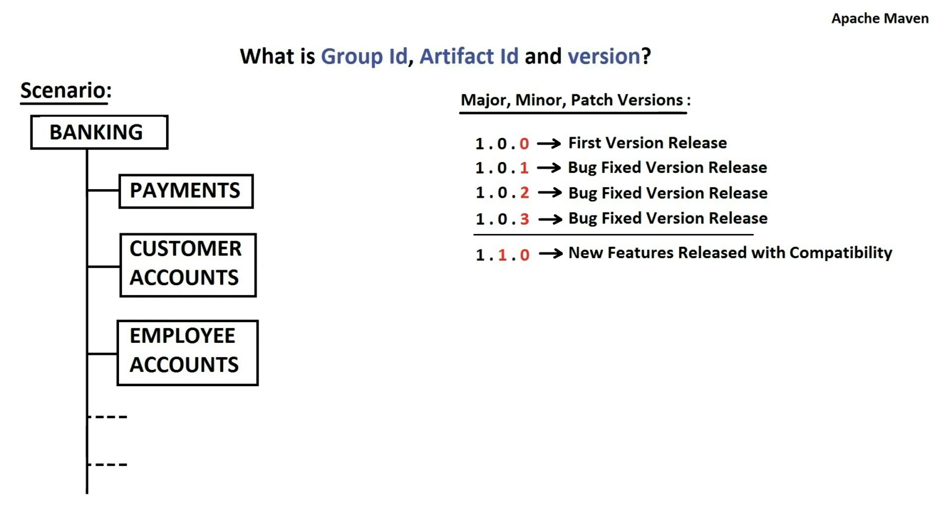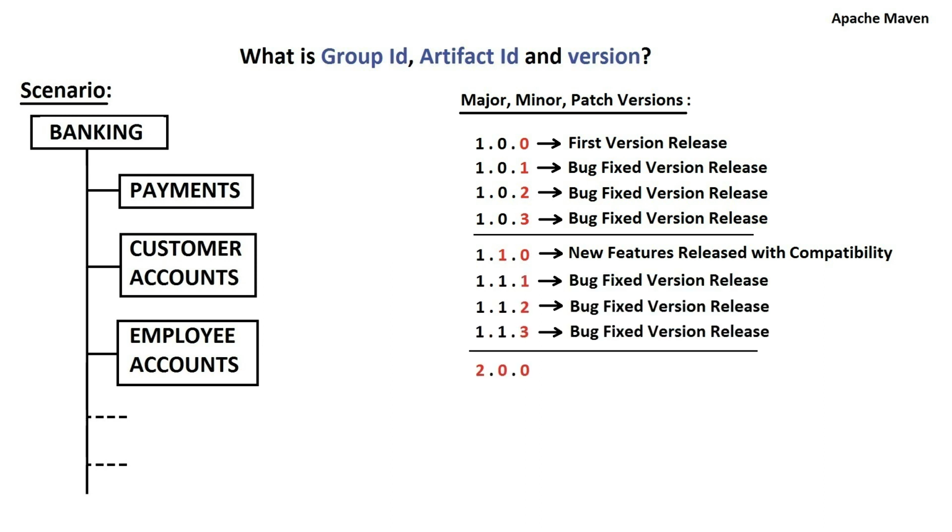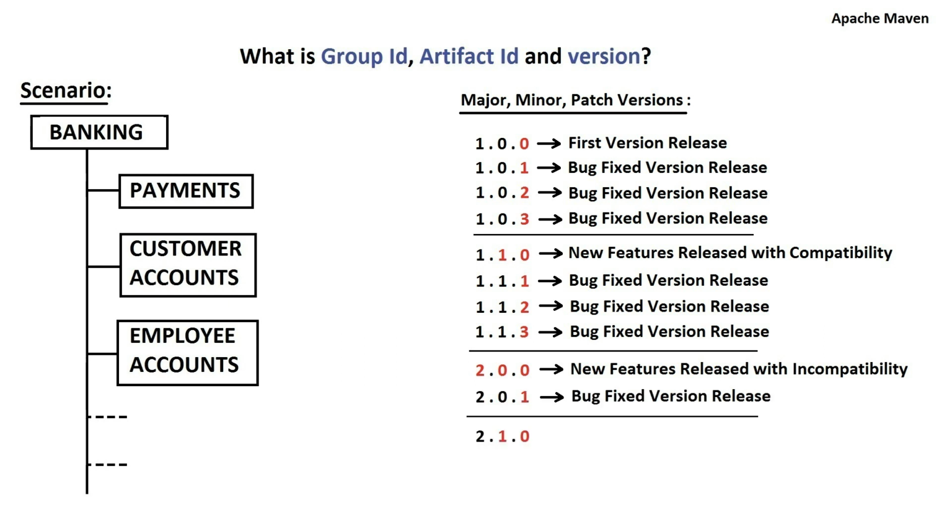Similarly, if we have bugs that we need to fix, we will have patches for this version. As the major version is upgraded, the minor value and patch value will be 0. This is called a new feature release with incompatibility. Similarly, if we have bugs that we need to fix, we will have patches for this version, and so on. This is about group ID, artifact and version.